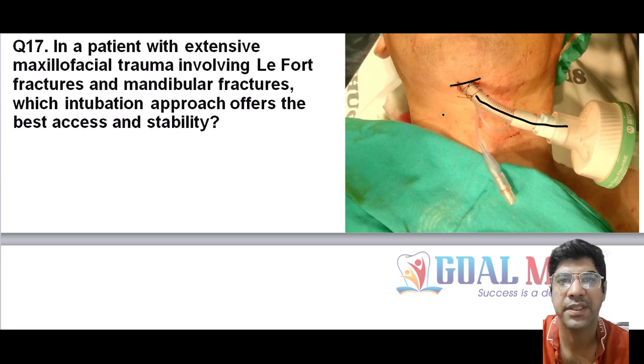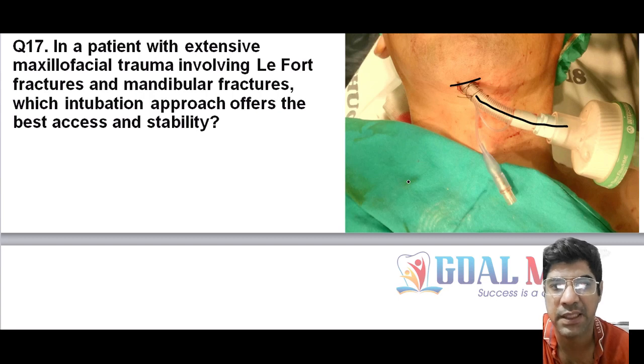Oral intubation is the most common approach for airway management, but in cases of extensive maxillofacial trauma, it may interfere with the surgical field. So in a patient with extensive Le Fort fractures and mandibular fractures, the intubation that offers the best access and stability is the submental intubation. That will allow it to bypass the fractured facial structures and avoid interference with the surgical field.